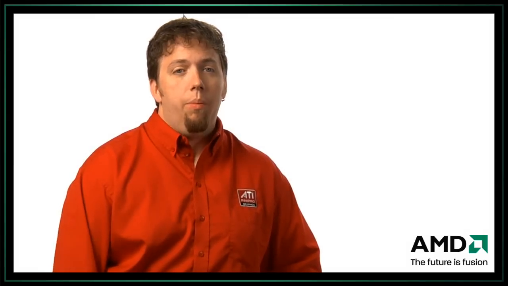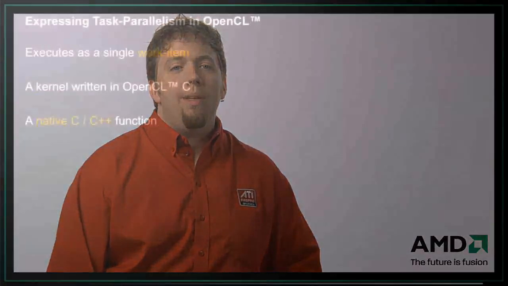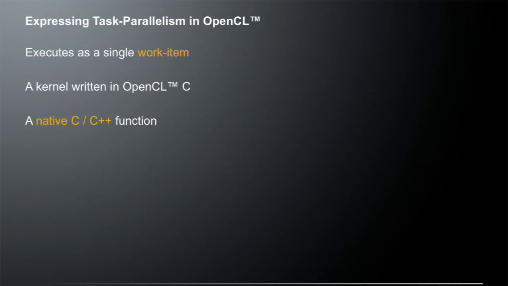So, expressing task parallelism in OpenCL. We just talked about how to express data parallelism in OpenCL. It's also possible to express task parallelism in OpenCL. Here, what we're going to do is execute a single work item as a task. And you can write your kernels either in OpenCL C, which we'll be talking about in a later video, or as a native C or C++ function.